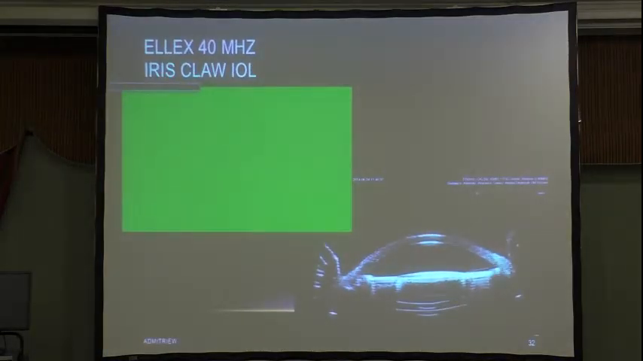The IOLs in glaucoma are sometimes important when you see complications. So let me show you just a few situations where it might be important for patients with high intraocular pressure.